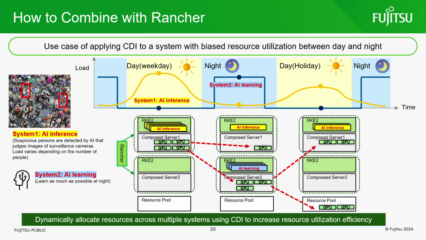And then in case we don't require any GPUs, we can return these GPUs to the resource pool, and we can save power consumption. This resource moving will be done automatically depending on workload. And in this case, Rancher installs RKE2 on the composable server. So existing Rancher users will be able to use CDI as an infrastructure provider.